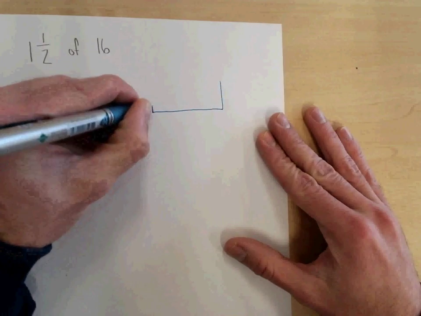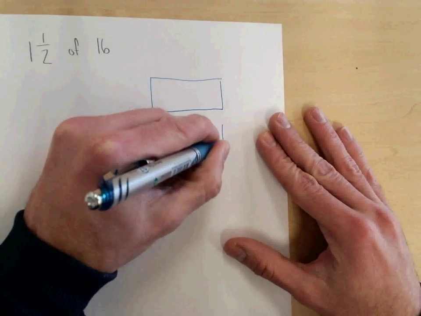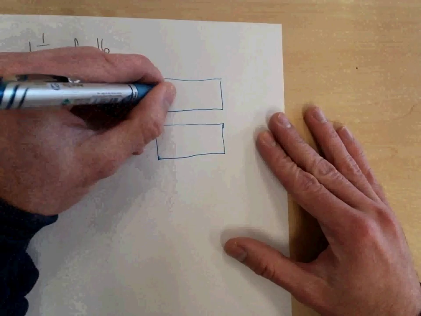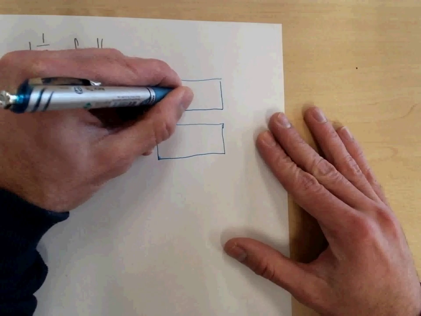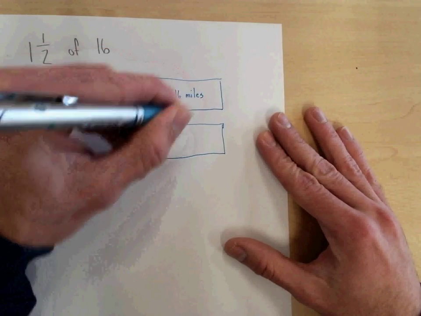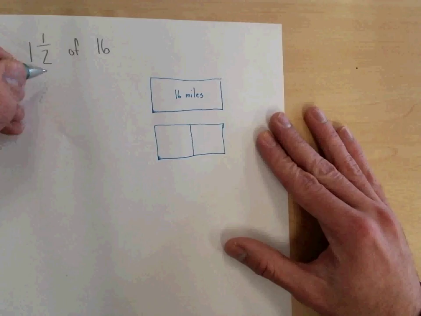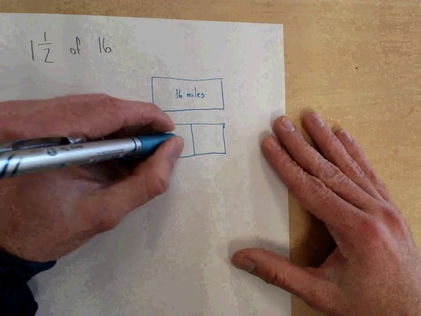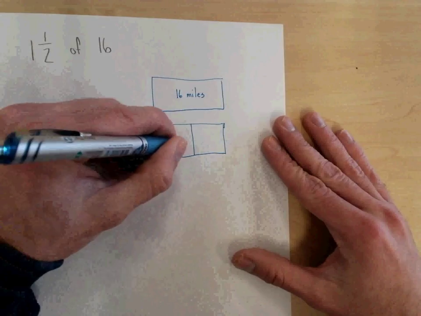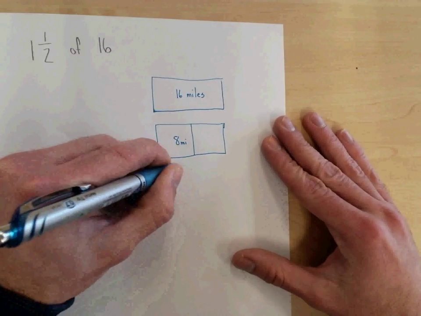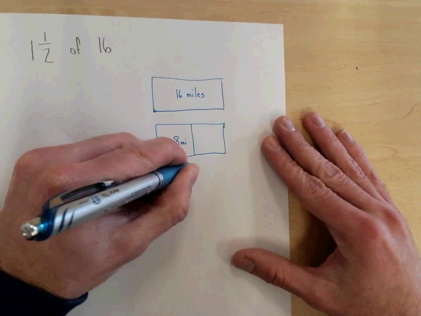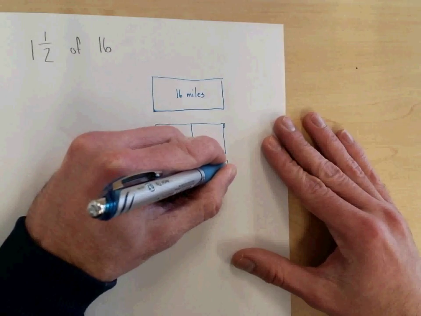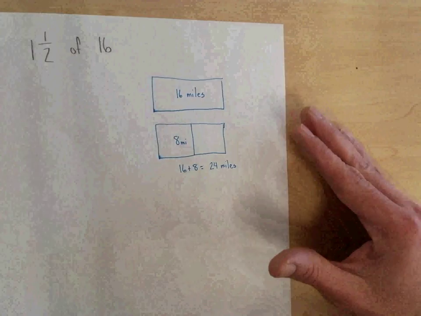Well, what we can do is use fraction bars here, and we can say Joe went around 1 time. 1 full time is 16 miles. Then Joe went around half the track. How much is that? Well, what is half of 16? That is 8 miles. Then I can add 16 plus 8, which equals 24 miles.